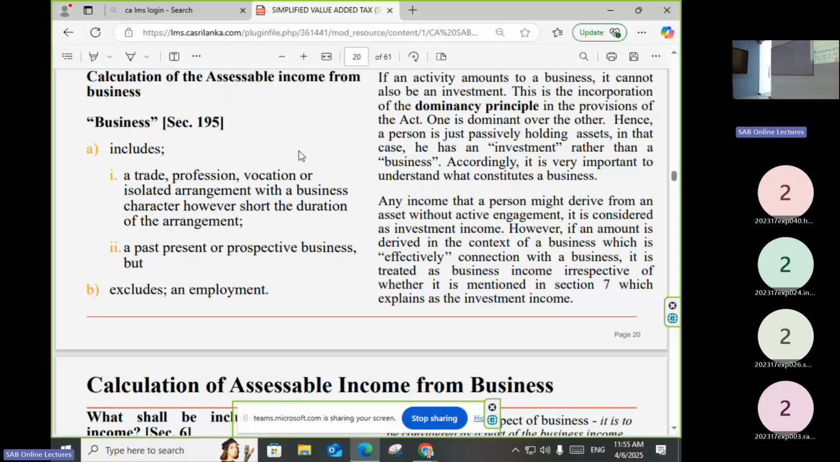They have a professional qualification, and that qualification has been obtained from a professionally reputed institute.